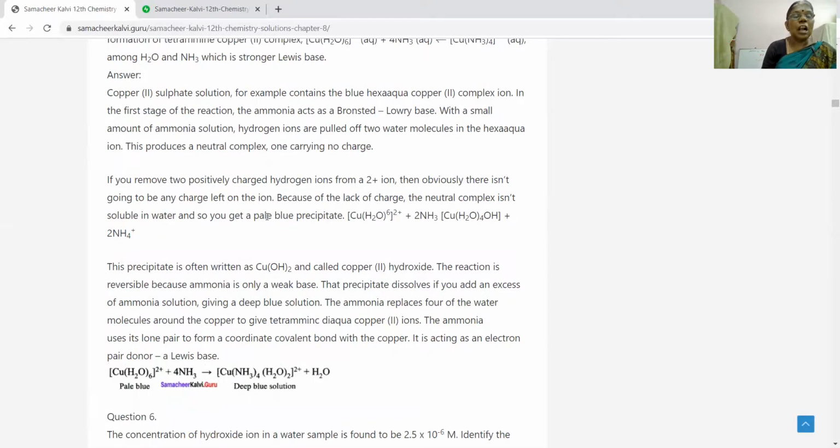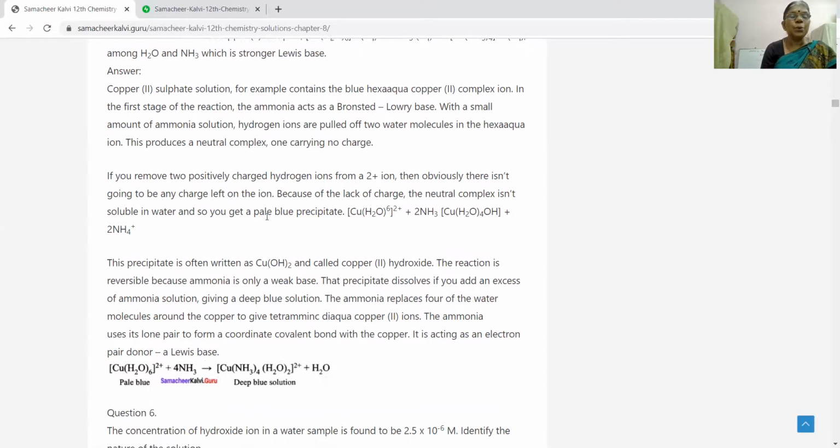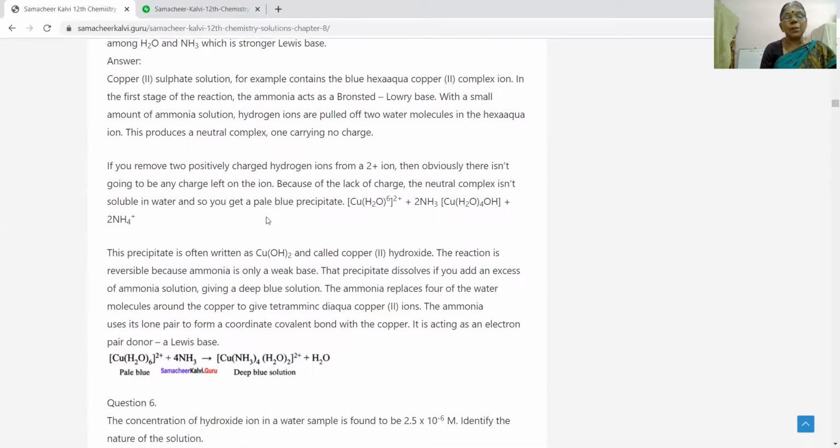So the answer is, copper 2 sulfate solution, for example, contains the blue hexaaqua copper 2 complex ion. In the first stage of the reaction, the ammonia acts as a Bronsted-Lowry base with a small amount of ammonia solution. Hydrogen ions are pulled off 2 water molecules in the hexaaqua ion. This produces a neutral complex, one carrying no charge. If you remove 2 positively charged hydrogen ions from a 2 plus ion, then obviously there is not going to be any charge left on the ion.